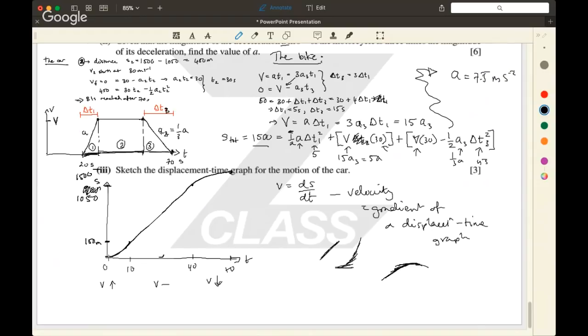The thing they want from you is that you get the curve right. So they want you to know that the velocity is the gradient of a displacement time graph, and know that increasing velocity means the gradient of the curve itself is increasing. It's getting steeper. And I think that's all that you need for that question.